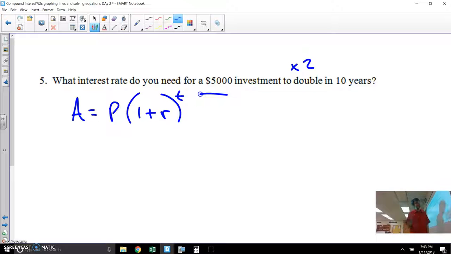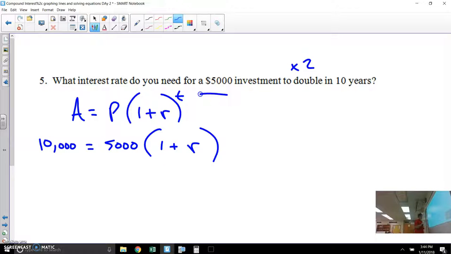So these are the ones I kind of worry about with students that don't really prepare that much for how questions can change on you. And this one's definitely changing on you. So they are asking you, what rate do you need for a $5,000 investment to become double, which is 10,000, okay? And they also tell you that you're looking at 10 years here, okay?